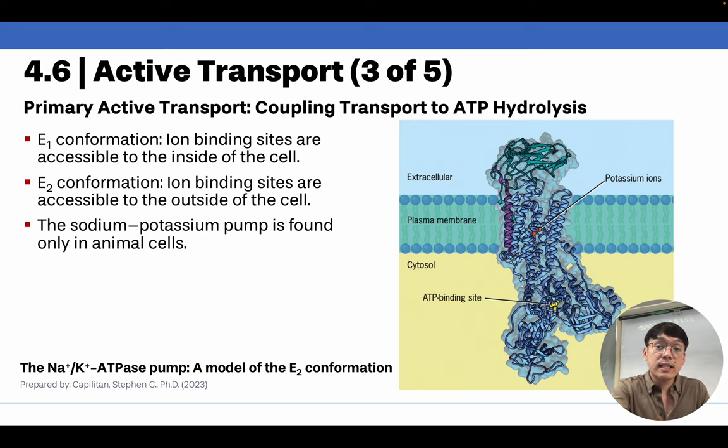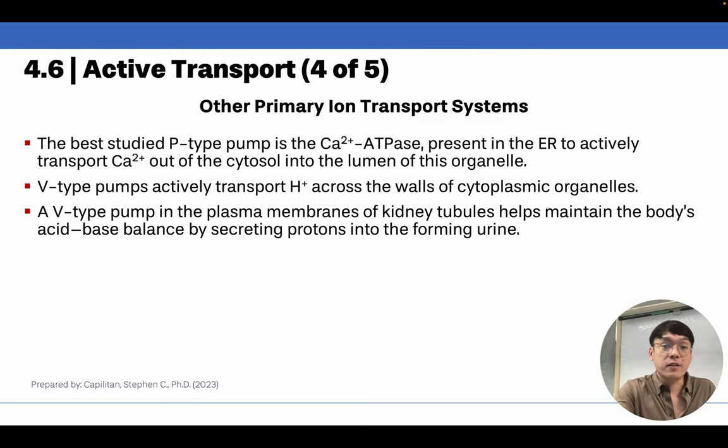This model here is the E2 conformation of the protein based on a recent X-ray crystallographic study. The two rubidium ions are located where the potassium ions would normally be found. This is what we call the E1 conformation. These are ion binding sites which are accessible to the inside of the cell. In the E2 conformation, the ion binding sites are accessible outside the cell. The potassium pump is found only in animal cells. That's why the sodium-potassium ATPase model is in the E2 conformation. Binding sites are accessible to the outside of your cell.